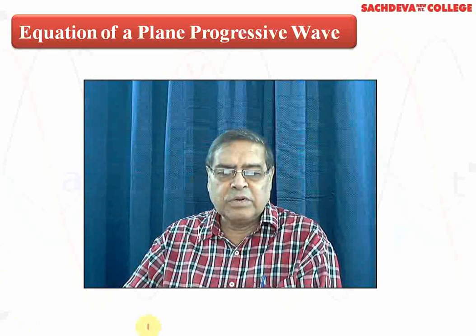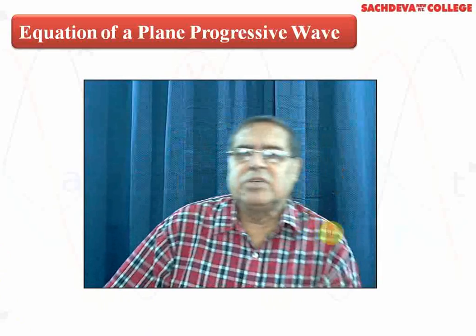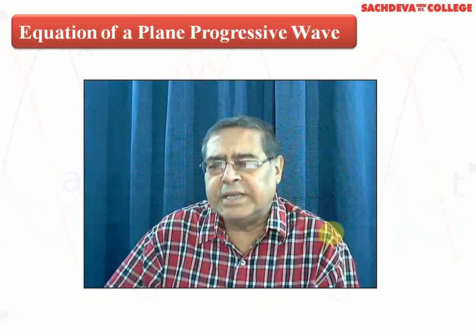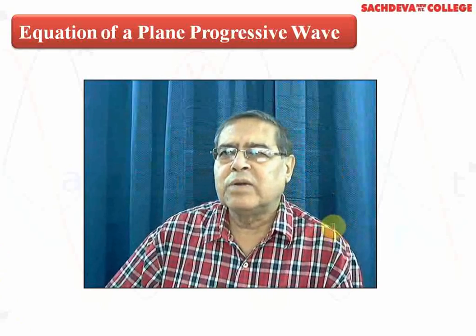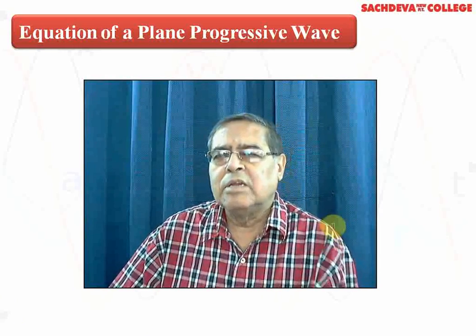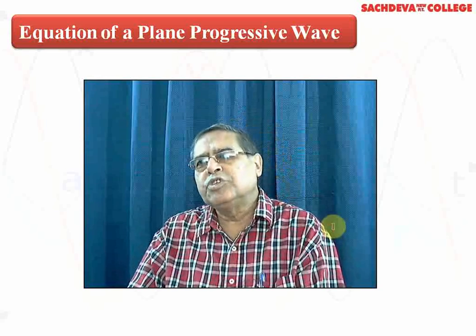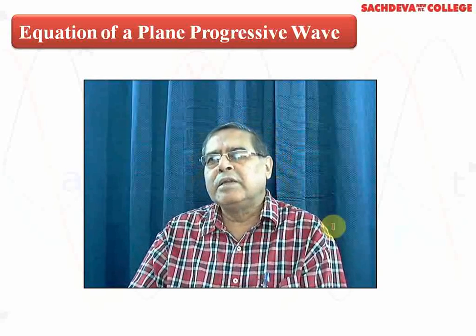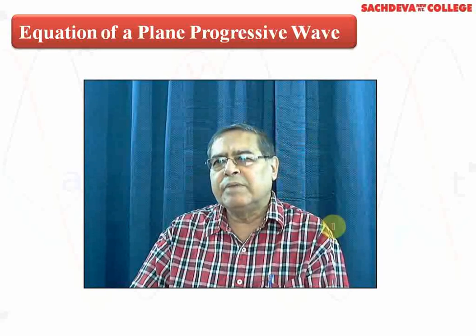Now, equation of the plane progressive wave. Generally this equation is y is equal to a sine omega t, where a is the displacement amplitude and omega t is the phase angle. But sometimes we write this equation in terms of phase. Phase means the position and direction of the particle at any instant of time, and it is indicated by phi.